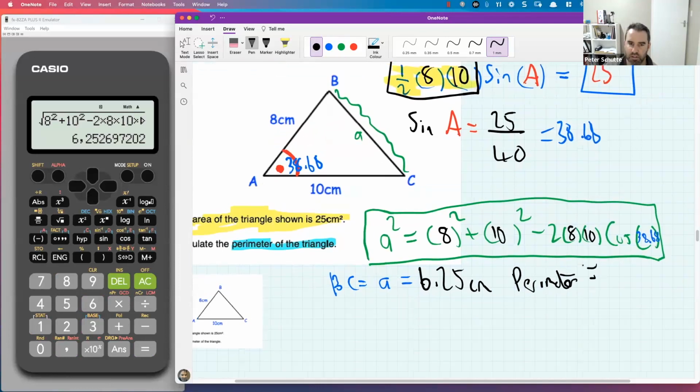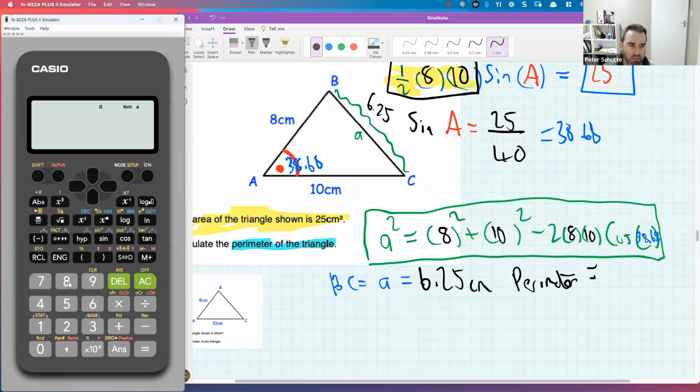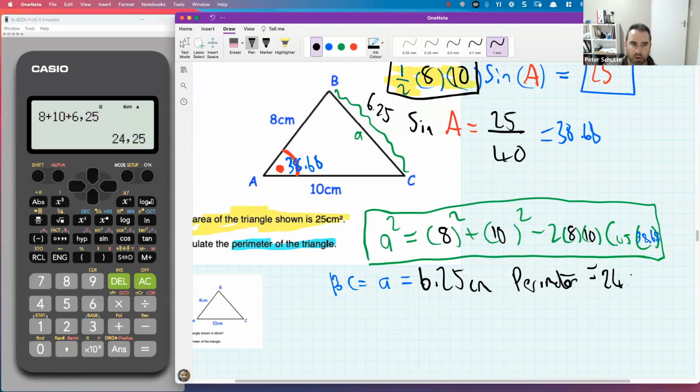And then the last thing is, what is the perimeter going to be? So we know that's 6.25. Well, the perimeter is just the distance around the outside. Hit the SD button to make it easier, and it should be 24.25 centimeters.